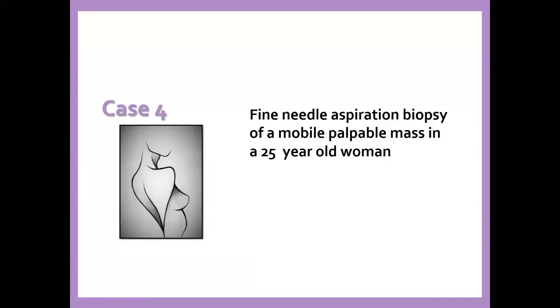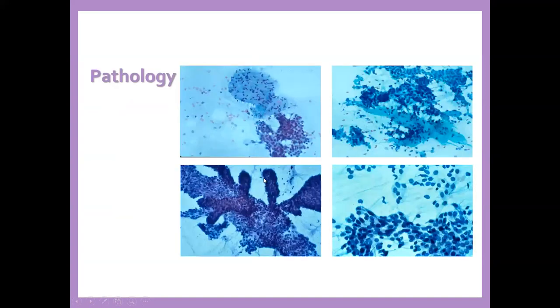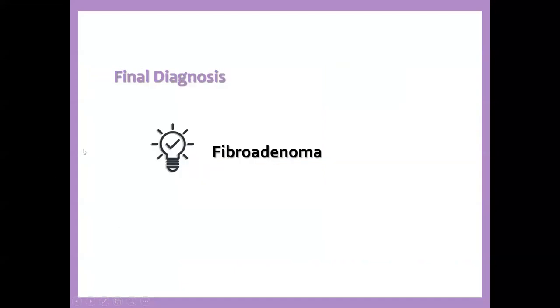So number four is a fine needle aspiration biopsy of a mobile palpable mass in a 25-year-old woman. This is something that you have seen before. This is just a typical example of fibroadenoma, with a biphasic pattern, mesenchymal and epithelial, and you have these individual cells, naked nuclei in the background, and antler horn. And this is a case of fibroadenoma.